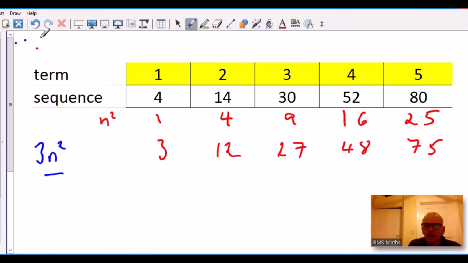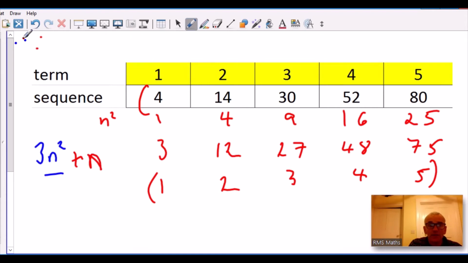Right, what's left? Now I know that's part of the answer. The beauty with this is let's see what we're actually going to be left with. So 4 take away 3 is 1. 14 take away 12 is 2, 3, 4, 5. So this is what we're actually left with. That's n. So 3n squared plus n. There we go. That's our sequence.